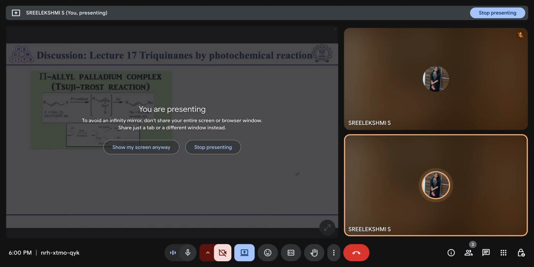Now this Tsuji-Trost reaction. So here in the presence of this palladium catalyst, this allyl group will eliminate and one nucleophile is coming over that center, that is known as Tsuji-Trost reaction.